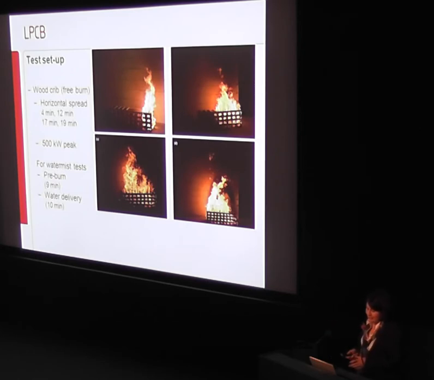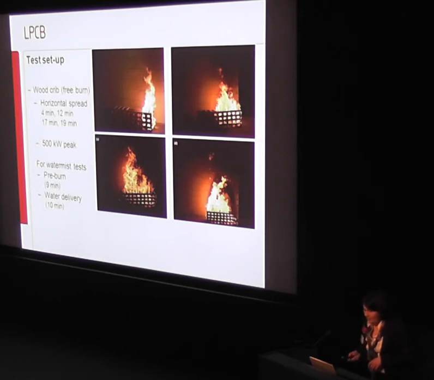heptane pan alight. With water mist, one's aware that you're not necessarily going to be extinguishing the fire, you're actually trying to suppress the fire. And to some extent, you want to find some way of gauging how well you're achieving that. So the idea we came up with for this project was to use a crib, but just to light it at one end, and for it to be able to spread to the other end. So we're looking at the prevention of horizontal spread.